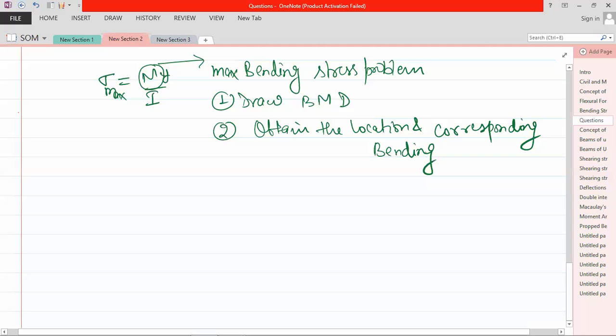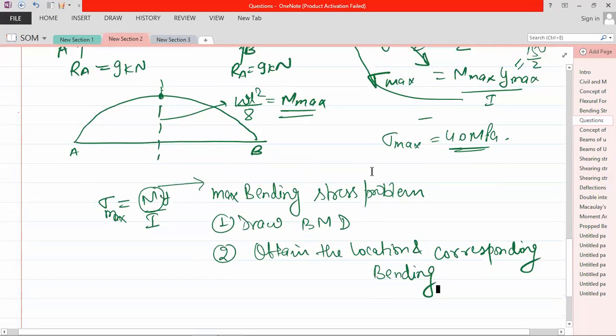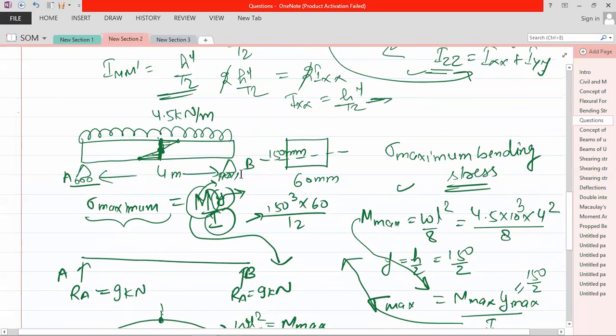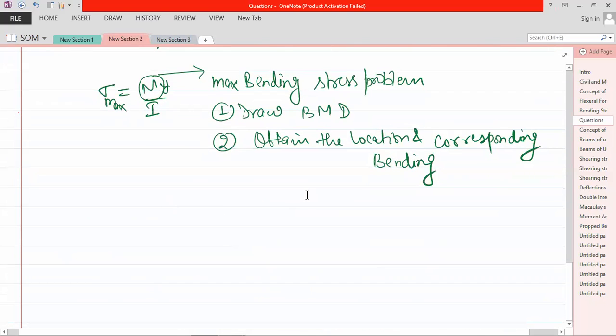Suppose in this problem, I haven't said to find the maximum bending stress. I said find the bending stress at this point. What would be the value at this point? So you need to first draw the bending moment diagram and obtain the location and bending moment. Then obtain y.